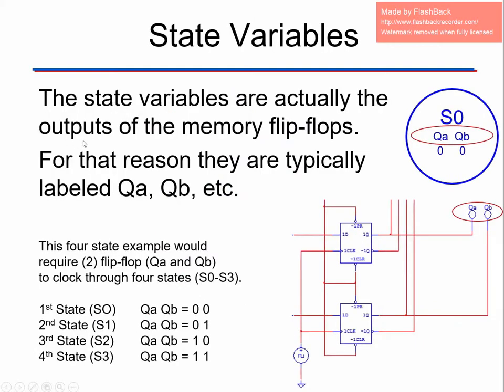State variables are actually the outputs for the memory flip-flops. So QA, QB, here's our memory of our flip-flop. So the 4 state examples would require 2 flip-flops, QA, QB. The clock passes through 4 states. So each flip-flop is 1. So QA is on one flip-flop, QB is on a second flip-flop. That's how you get 0, 0, 0, 1, 1, 0, and 1, 1.